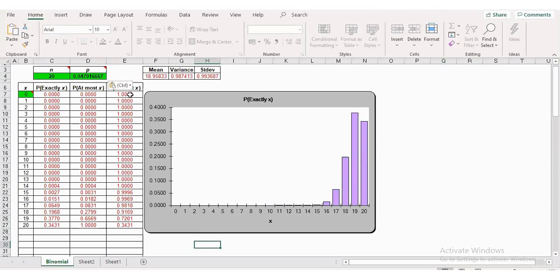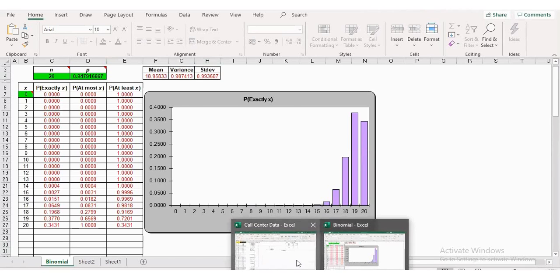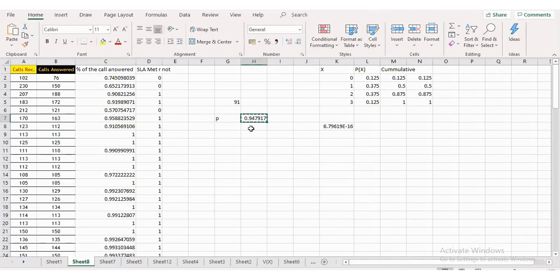Let us understand first at least. What is the chance that at least you are going to meet the SLA for 2 days? What is the meaning of this? See, this calculated probability is very, very high. Very, very high means what? You are meeting the SLA most of the times.